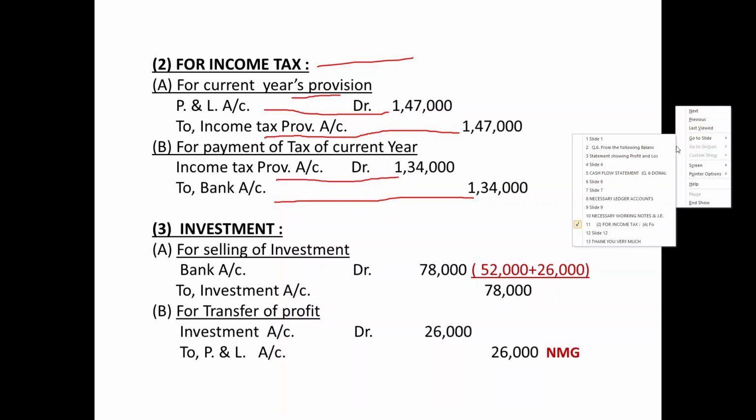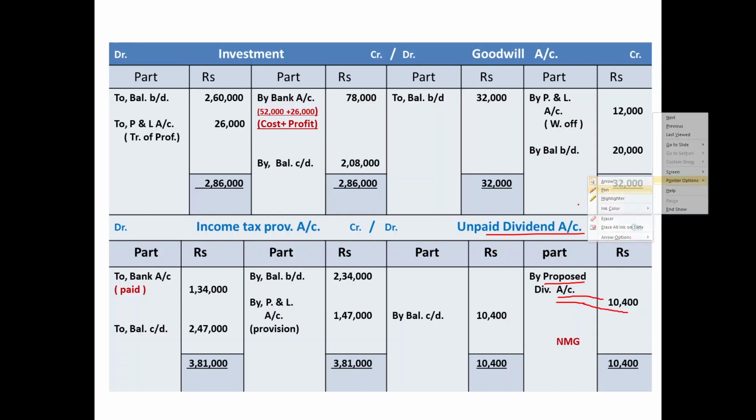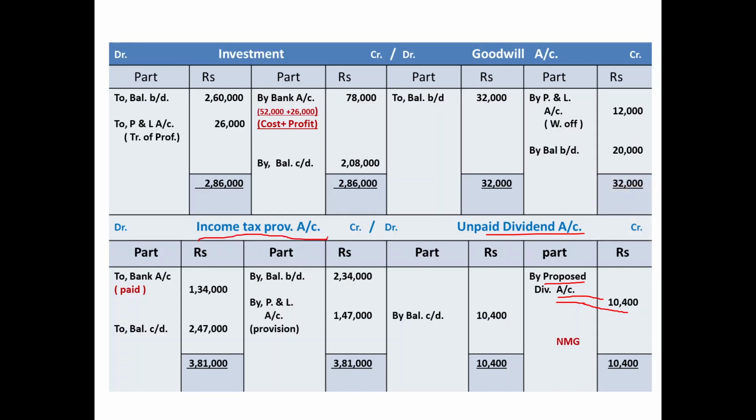Let us give the posting of these two journal entries in the income tax provision account. Income tax provision account, opening balance 2,34,000, closing balance 2,47,000. First JE that we passed, profit and loss account debited, income tax provision account credited 1,47,000. Close the account, credit side looks bigger, 3,81,000. Put it on the debit side, 3,81,000. That gives a balancing figure of rupees 1,34,000 on the debit side.